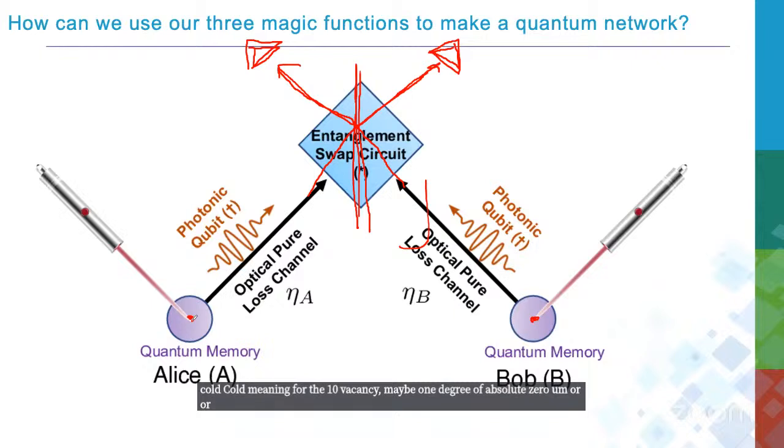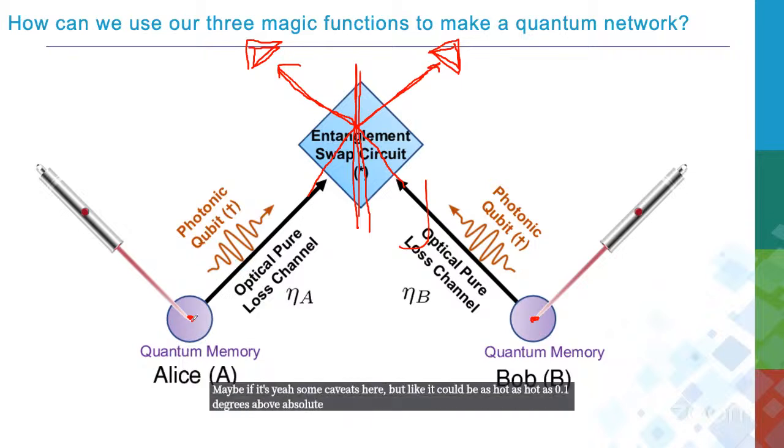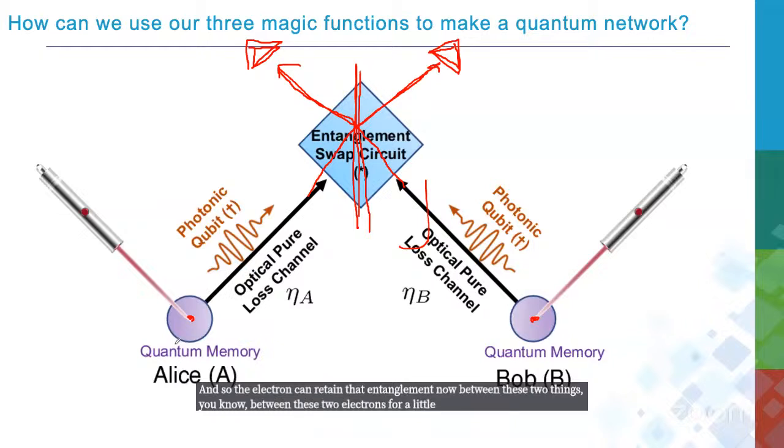For the silicon vacancy, and there are some caveats here, it could be as hot as 0.1 degrees above absolute zero, but more than likely you're going to want that silicon vacancy to be something like 0.01 degrees above absolute zero. I'll talk a little bit more about why later, but they have to be very cold. So the electron can retain that entanglement between these two electrons for a little while, not quite for a second.